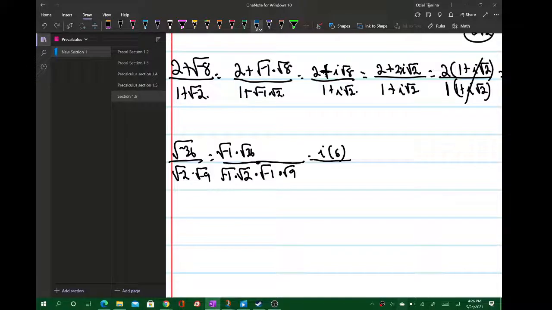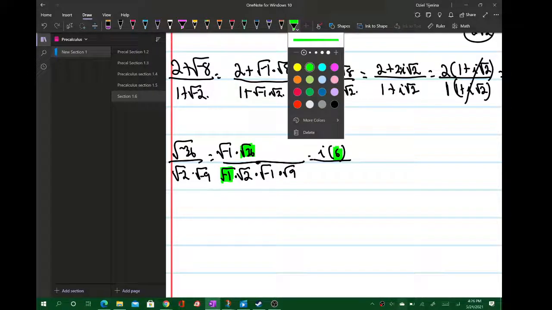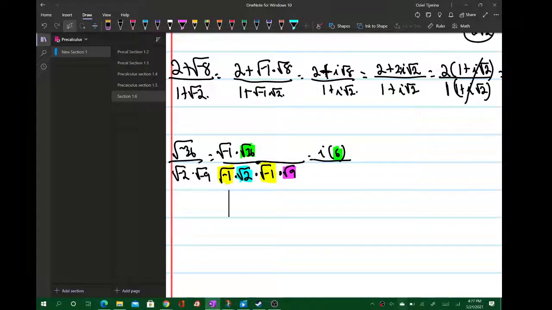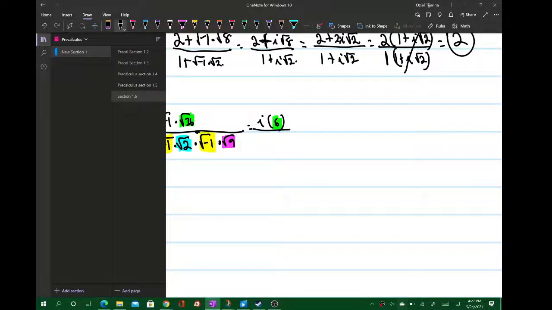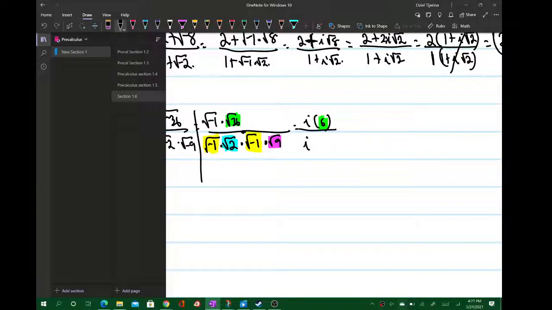That's what this is. And then the square root of negative 1, let me use a different color. Okay, so this part would just be equal to i times i, because those two are in terms of i, and then we have the square root of 2 times the square root of 9. So square root 2 can be left as it is.